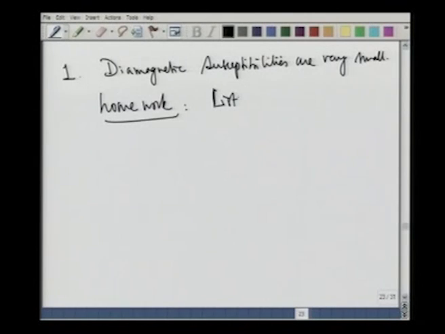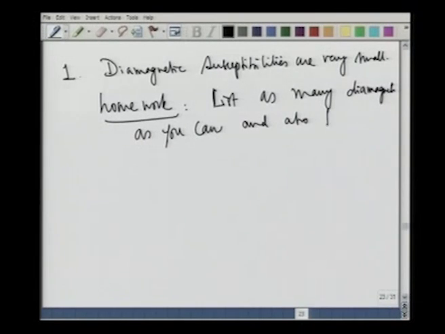List as many diamagnets as you can, not just atoms. You can look at compounds, molecules, whatever you can, and also find out their susceptibilities. They are all quite small actually. In fact, I will show you a table where there are a large number of diamagnets. What is the application of diamagnetism?